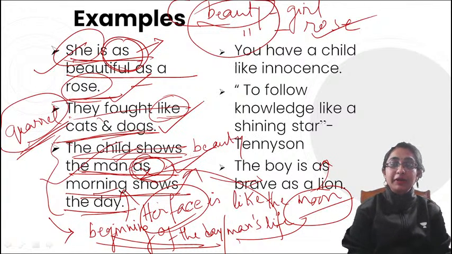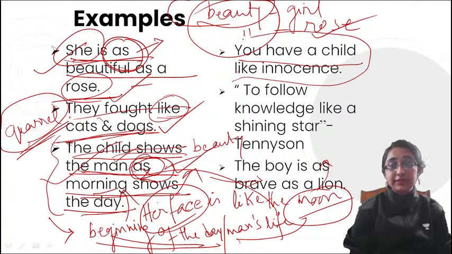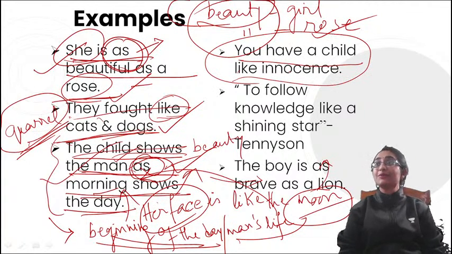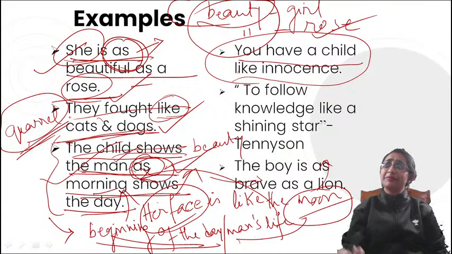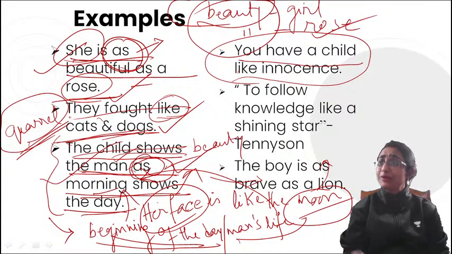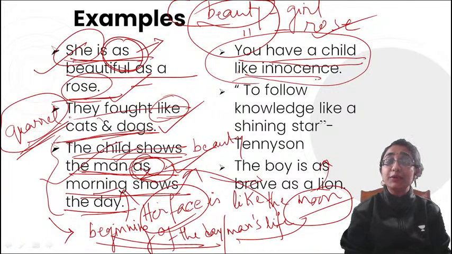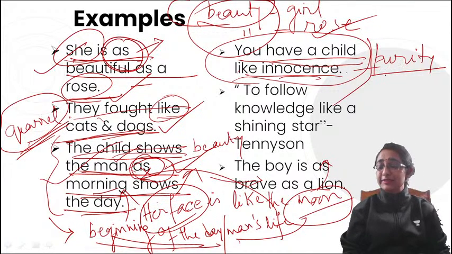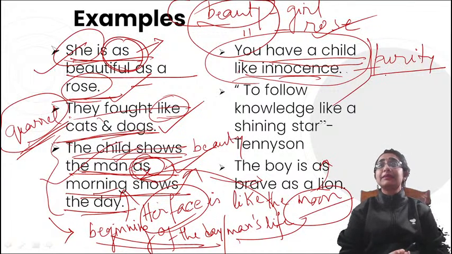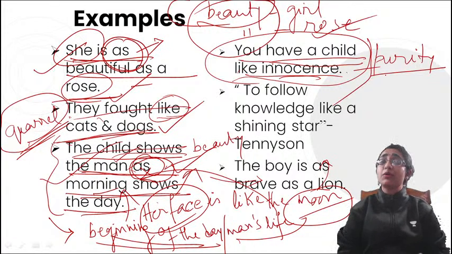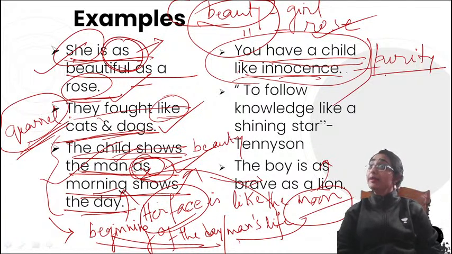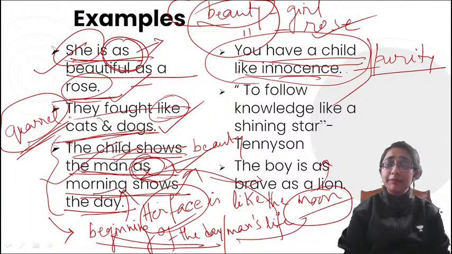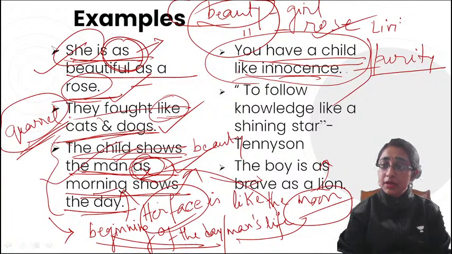Now, next important is: you have a childlike innocence. This is a very common sentence. We have used this sentence very much, right? Childlike innocence. Here the point of comparison is the innocence, the purity of a child. As a child is innocent, as we always say the child knows no tricks, a child's heart is always pure, similarly you also have that kind of innocence. So here the comparison is between two living beings.